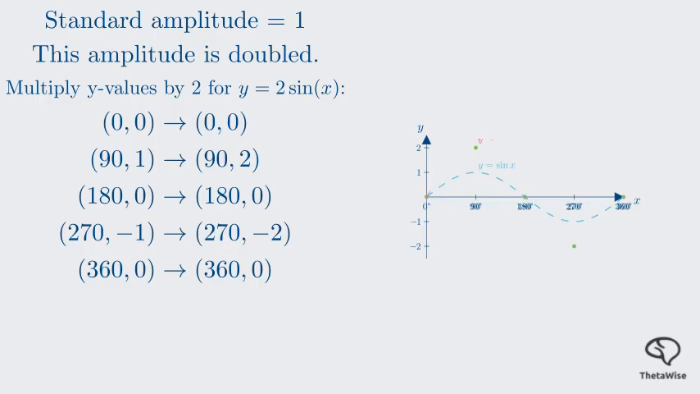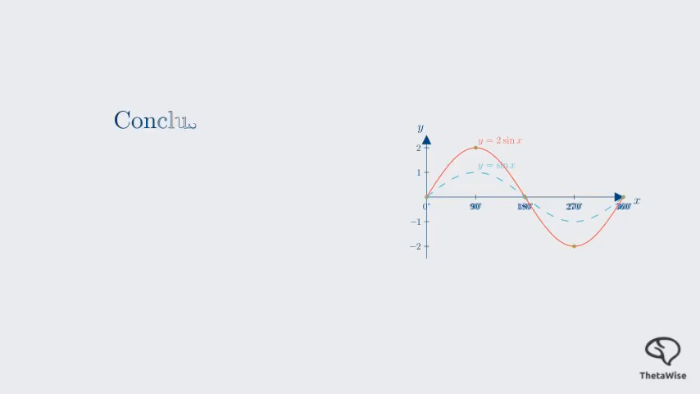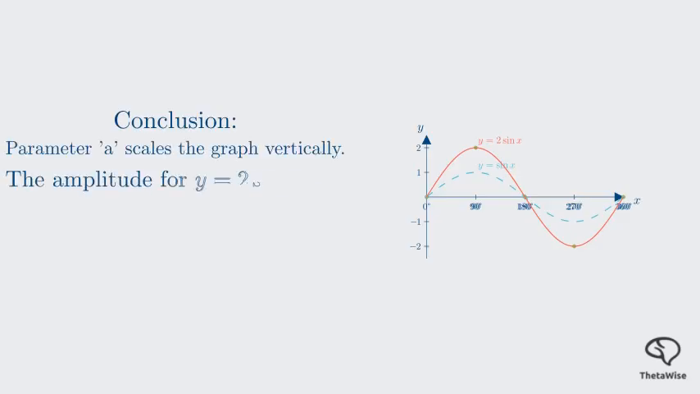Connecting these new points, we get a wave that is twice as tall as the standard one, oscillating between 2 and 2. This confirms that the amplitude has indeed been doubled. So we've seen how the parameter a scales the graph vertically. A larger a makes the wave taller, and a smaller a, like a fraction, would make it shorter. The amplitude for y equals 2 sine x is 2.